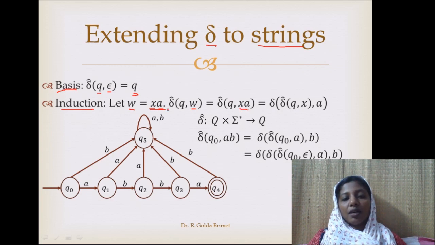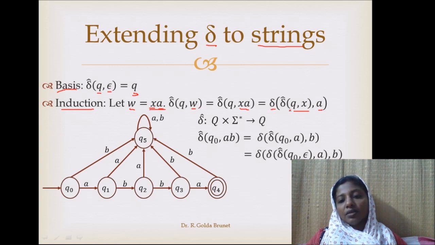which is w. And now we can split this as delta of delta cap of q comma x, comma a. That is, from q, after scanning x, we will land in a state, and from that state, if we apply delta upon the input symbol a, we will go to a state, and that will be the state which we will get after scanning the entire input w.